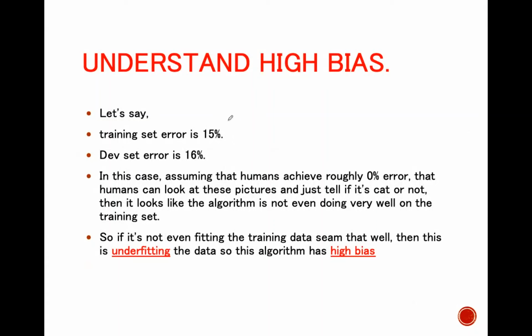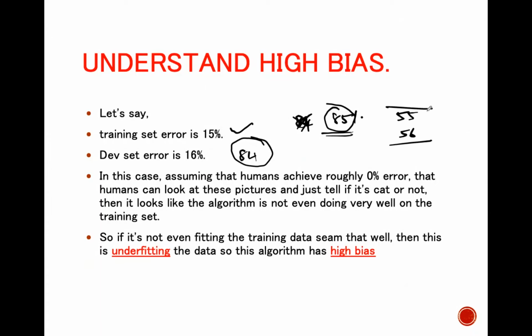Now you tell me. My training accuracy is 84, and this is 85. So what is happening here? Let us assume my training accuracy is 55 and my test accuracy is 56. Is it overfitting or underfitting?